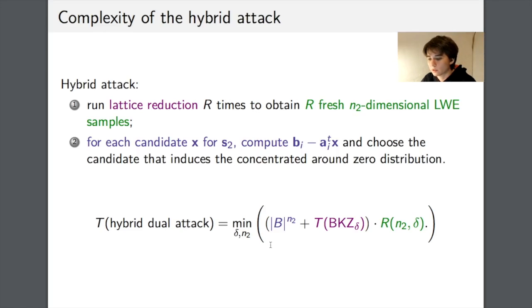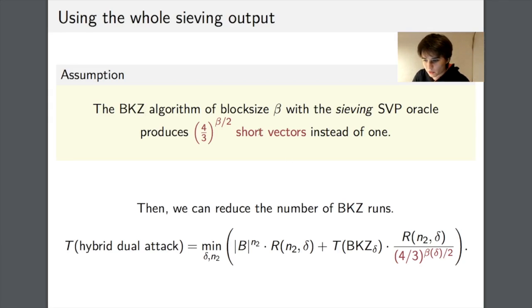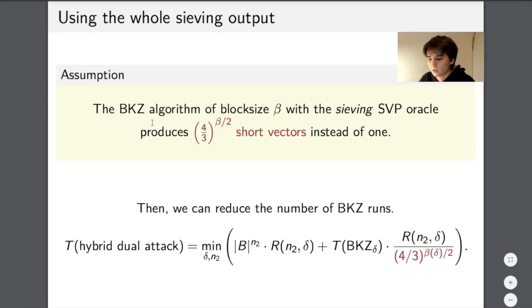And note that in these settings, one run of the lattice reduction gives us one fresh LWE sample. Now let's look closer at the lattice reduction BKZ algorithm. The BKZ algorithm with block size beta works by calling an SVP oracle in dimension beta. Usually, enumeration or sieving algorithm is used as an SVP oracle.